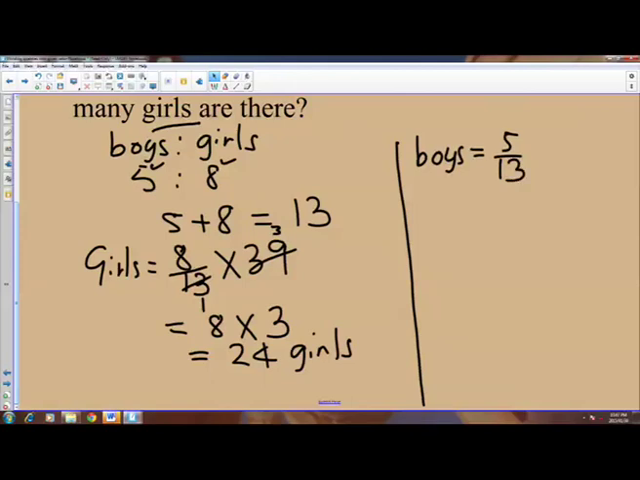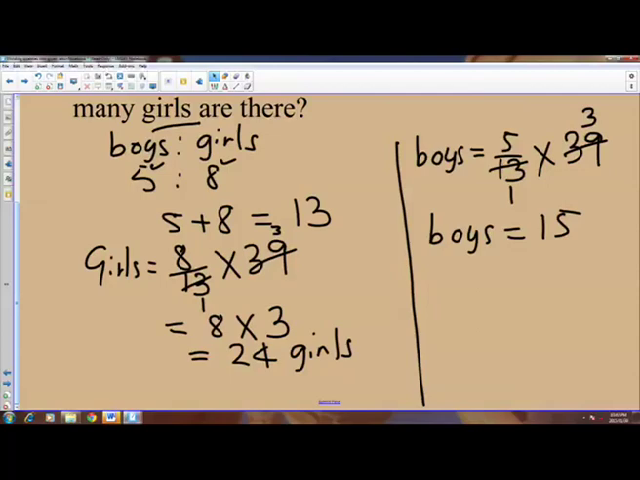So it's 5 divided by 13 multiplied by the total number of students, which is 39. And then 13 into 13 once, 13 into 39, 3. So boys will be 5 times 3 is 15. So there will be 15 boys.